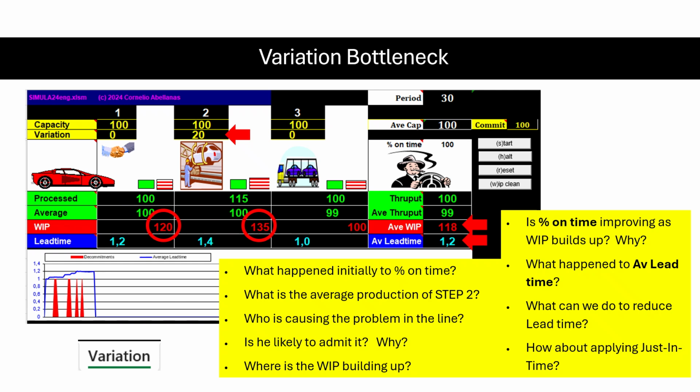Is he likely to admit it? Why? Where is the WIP building up? Is percent on time improving as WIP builds up? Why? What happened to AV lead time? What can we do to reduce lead time? How about applying just-in-time?